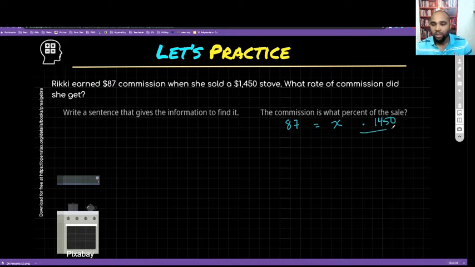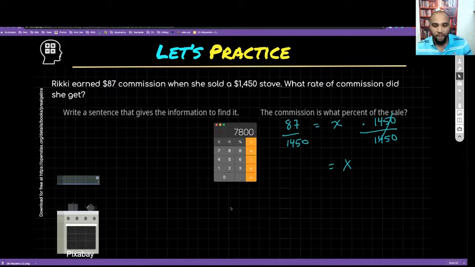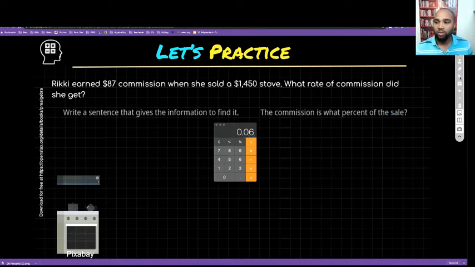So I'm going to get my X by itself by dividing both sides by $1,450, and those cancel out. That leaves me with X equals whatever this is. Again, put that on my calculator. 87 divided by 1,450, and that's a pretty easy number to write. That's going to be 0.06. So moving that decimal 2 places gives me 6%. So 6% commission is what he got on the sale of that stove.